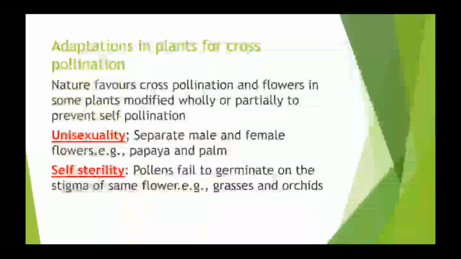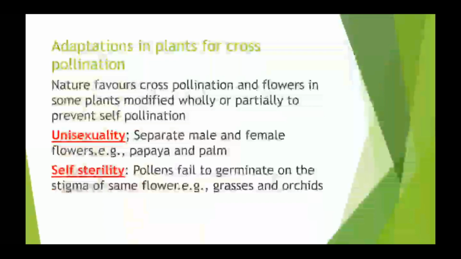The first one is unisexuality, separate male and female flowers. When there are different plants having male flowers and female flowers, separate male and female flowers are there. That does not encourage self pollination, it encourages cross pollination. And if the plants are different, it definitely encourages cross pollination. Examples are papaya and palm.